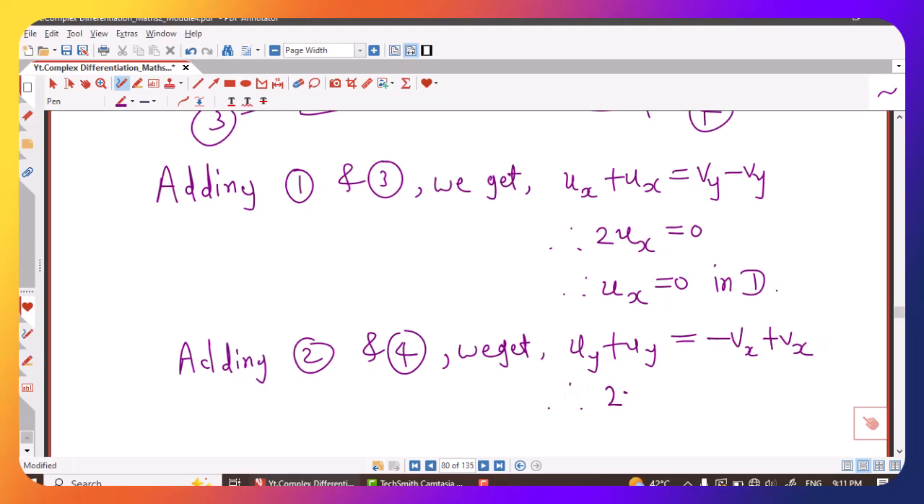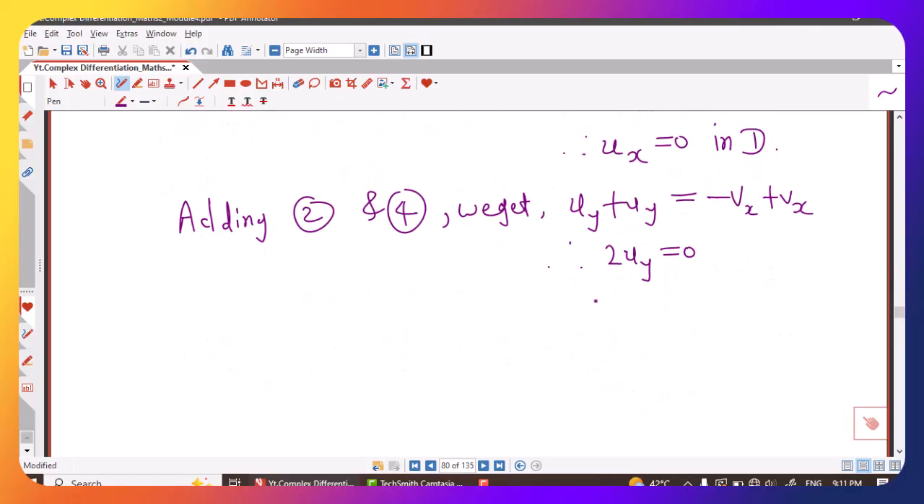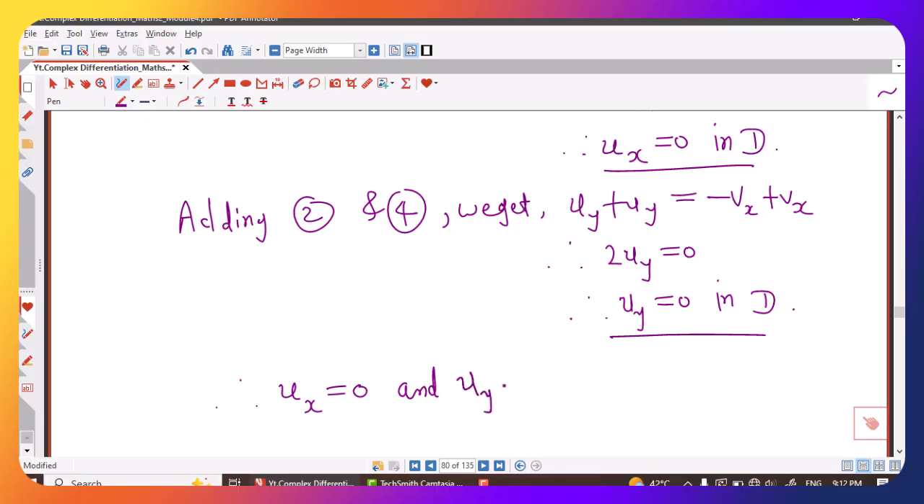Therefore we have 2 times del u by del y equal to 0, and this implies del u by del y must be equal to 0 in domain D. So we have shown that first order partial derivatives of u with respect to x and y are 0 in domain D, and this implies that u must be equal to constant in domain D.